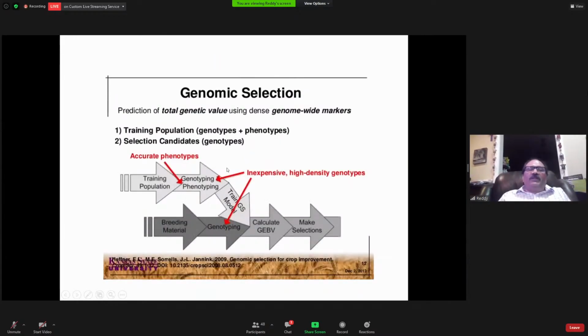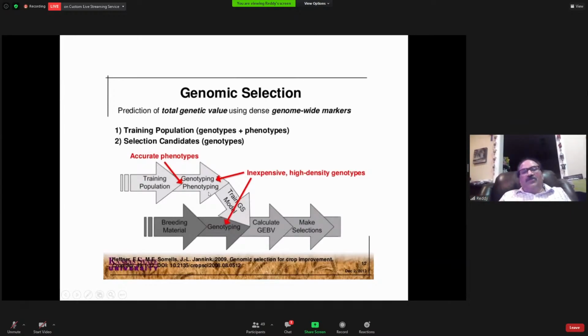One important thing: this is not hi-fi or rocket science, because sequencing has become so cheap and inexpensive, and you don't have to have any equipment with you. You can just subcontract to any company and get your organism sequenced. The training population is the population that breeders will have, could be germplasm collections or their breeding populations. Once you phenotype them just one time, you don't have to phenotype again and again in subsequent years, like breeders who make crosses and year after year have to worry about the phenotypes.